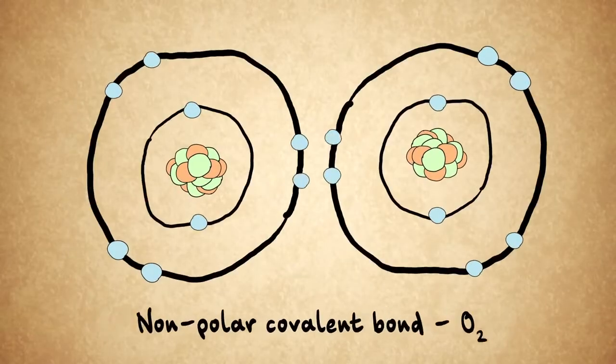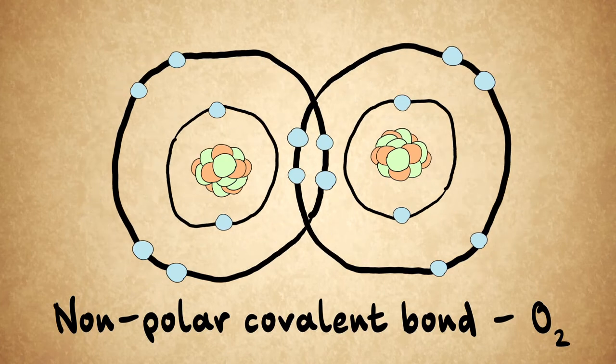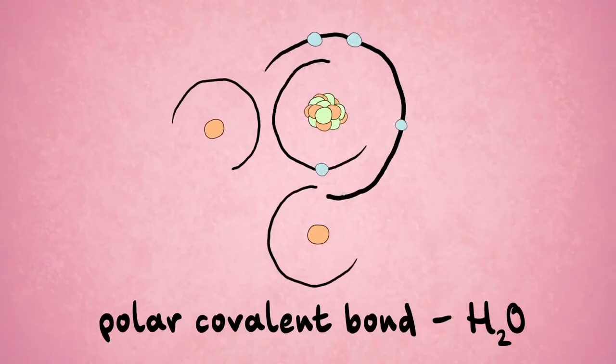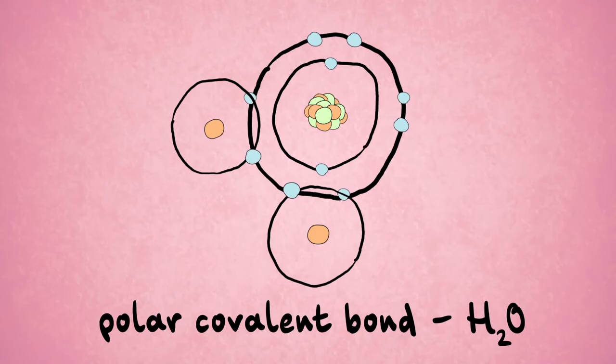Sometimes electrons are shared equally within a covalent bond, like with O2. That's called a nonpolar covalent bond. But often, one of the participants is more greedy. In water, for example, the oxygen molecule sucks the electrons in and they spend more time with the oxygen than with the hydrogens.